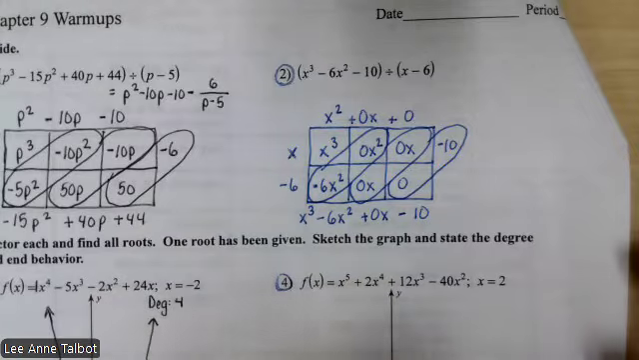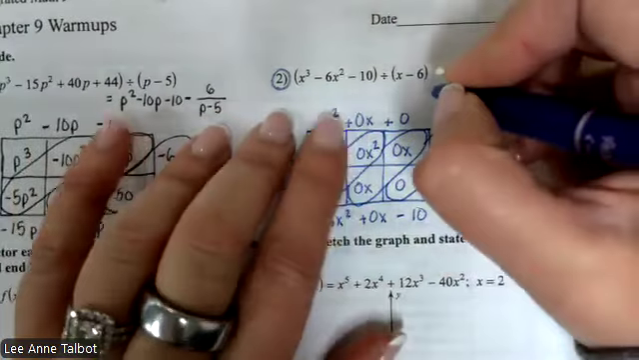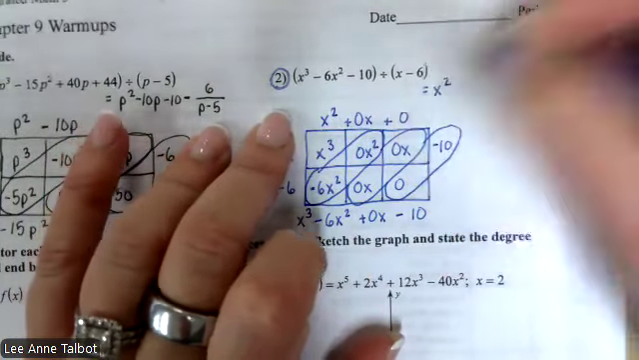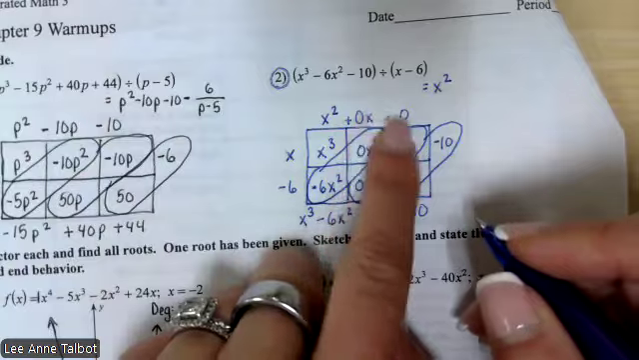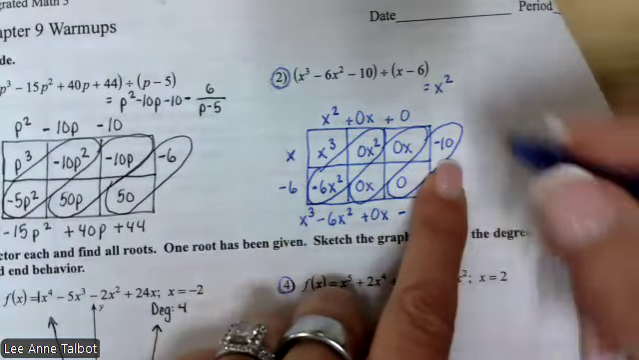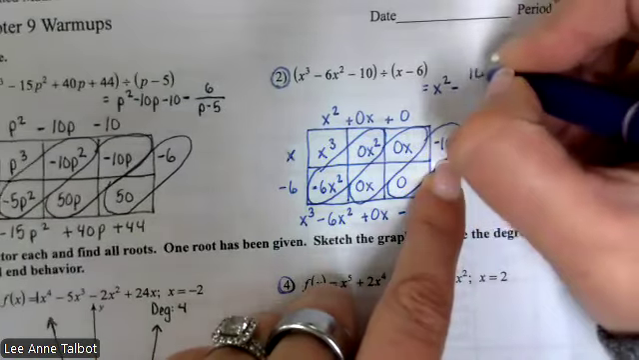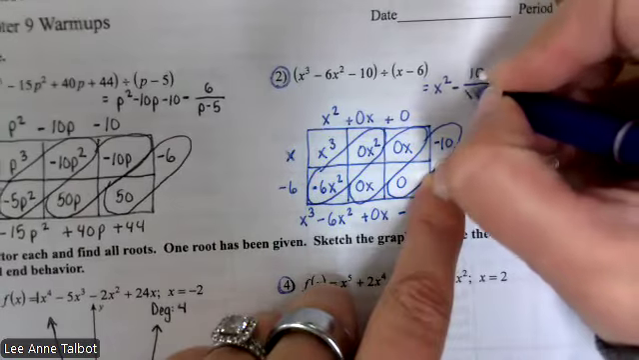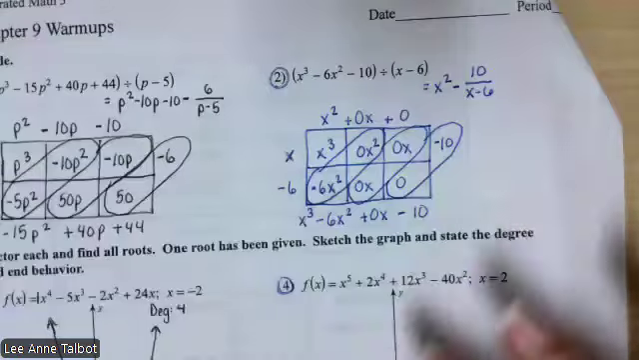Okay, so what's the final answer though? It's kind of strange. It's x squared, and I don't write either of these two. And then this is the remainder, so minus 10 over x minus 6.